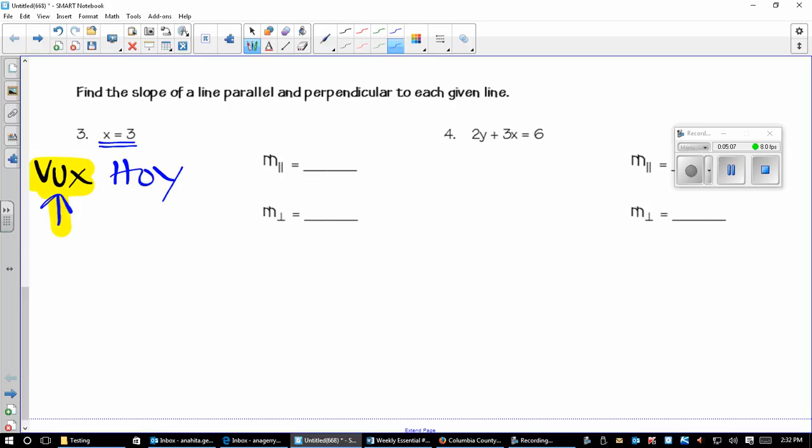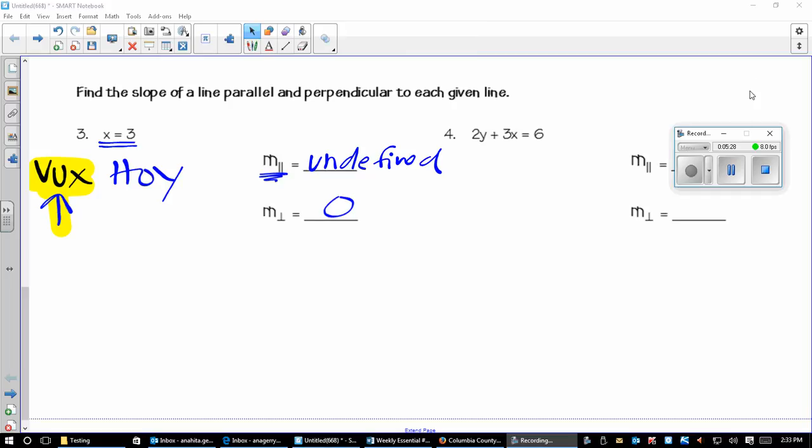So if I want a slope that is parallel, I need the same one that I'm looking at over here, which is also going to be undefined. What is perpendicular to undefined? What would be opposite and reciprocal of undefined? 0. Okay, go on to number 4.